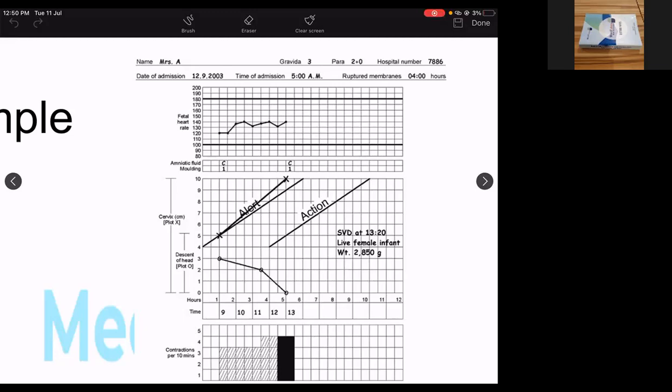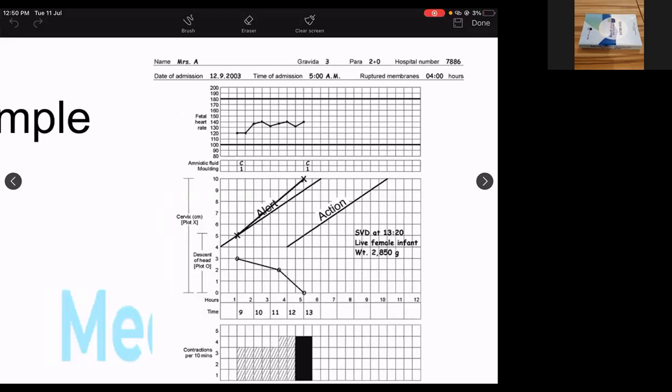So when she came, if you look at this, they didn't open the partograph from their timing. They opened the partograph at 9. That means when she came, she was not in active phase of labor. For them not to have opened the partograph at 5 a.m., they had to wait till 9 a.m., which is 4 hours. So at 9 a.m., they figured out that she had a cervical dilatation of 5.